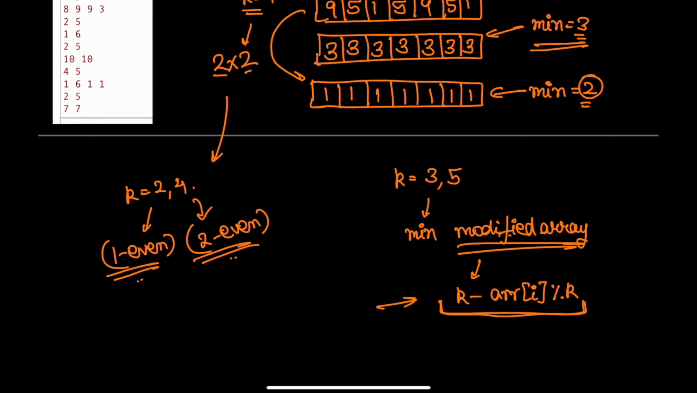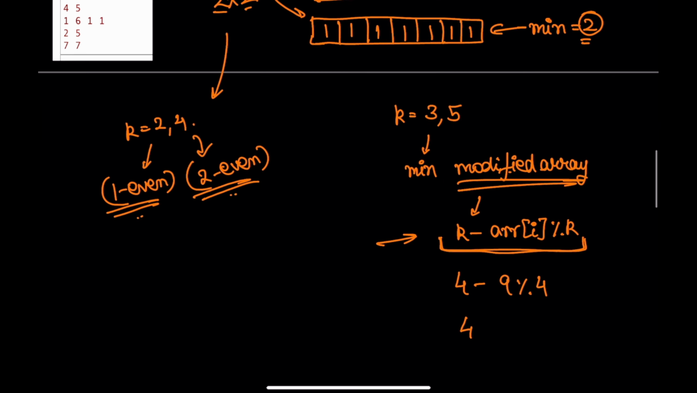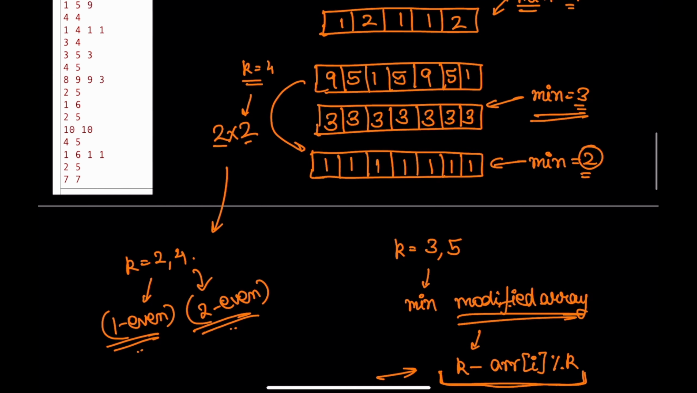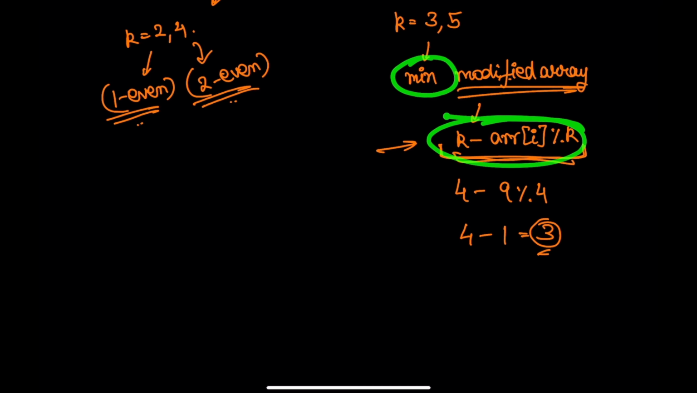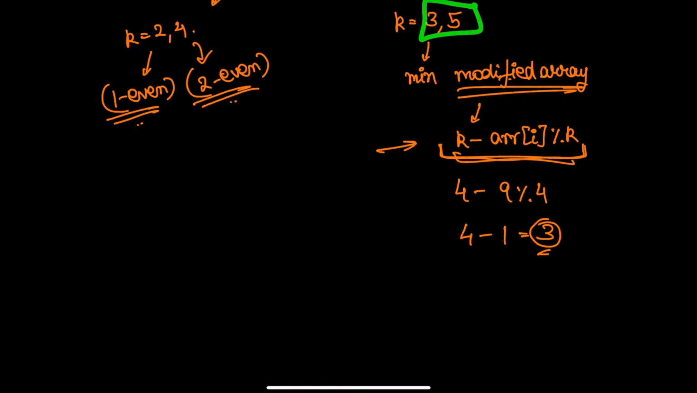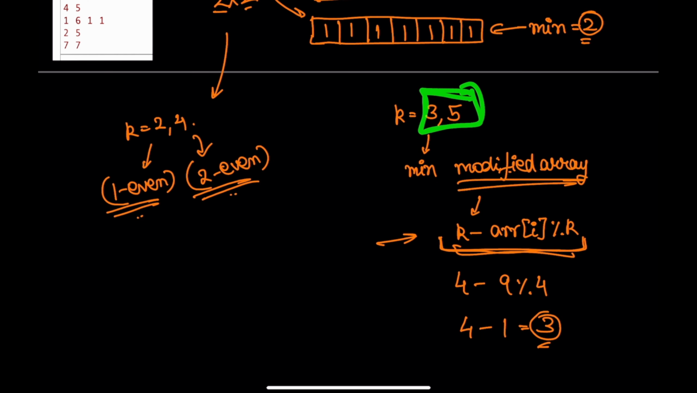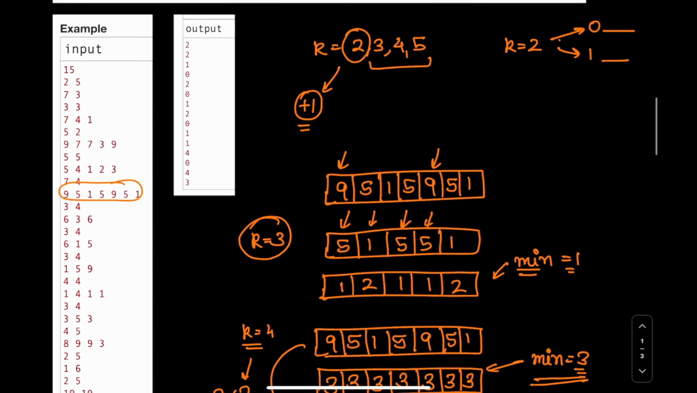But this also can be done like this: for 9, we have 4 there. So 4 minus 9 percentage 4. That is 4 minus 1, that is 3. Right? That's how I wrote 3 here. So we can just make a modified array using this, and the minimum of all those elements would be our answer for the cases when k is 3 or 5. When the case is 2 or 4, we can simply have this. So k can only have 4 values. So we have discussed all the 4 cases.